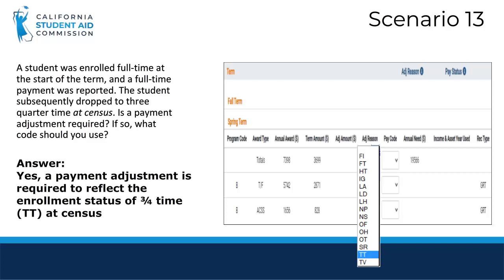This student was enrolled full-time at the start of the term and a full-time payment was reported. Then the student dropped to three-quarter time at census. Is a payment adjustment required, and if so, what code should be used? A payment adjustment will be required to reflect the enrollment status that the student is at the time of census, in this case three-quarter time.